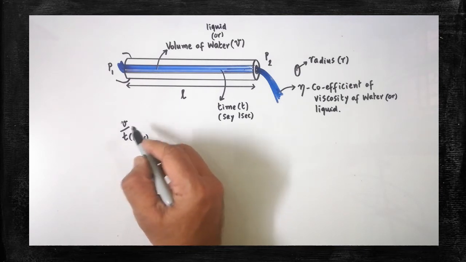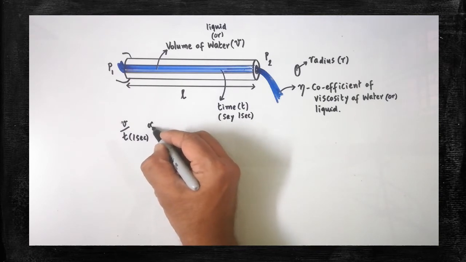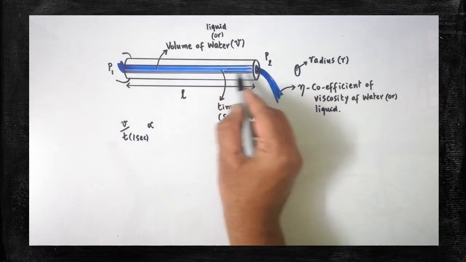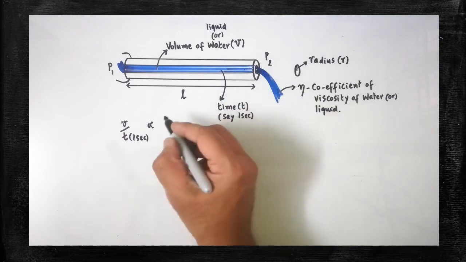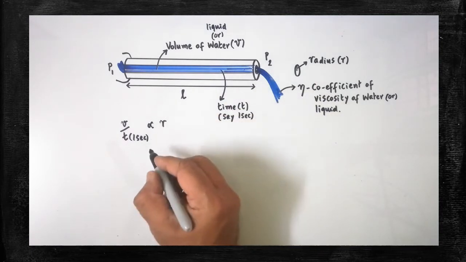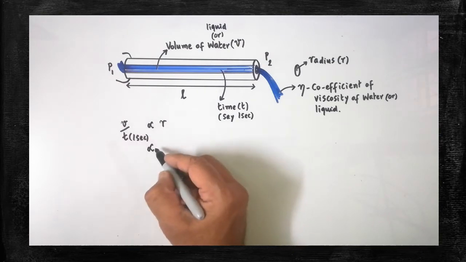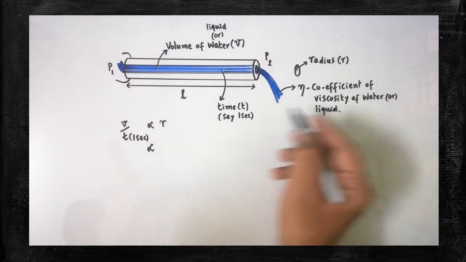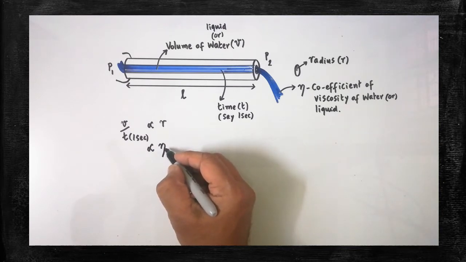So the volume of liquid flowing per second depends on three factors. The first one is the radius. Here a small fine bore is there through which the water is flowing steadily. The radius of the bore is taken as R. It is directly proportional to R. The second factor: V by T is also directly proportional to the coefficient of viscosity of the liquid. Eta is the symbol for the coefficient of viscosity of the liquid.